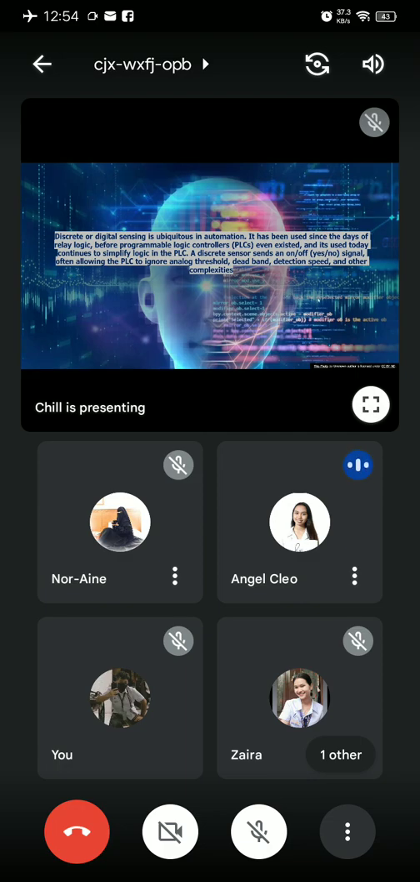So, from the word sensor itself, a sensor is a device that detects and responds to some type of input from the physical environment. The specific input could be light, heat, motion, moisture, pressure, or any one of a great number of other environmental phenomena.